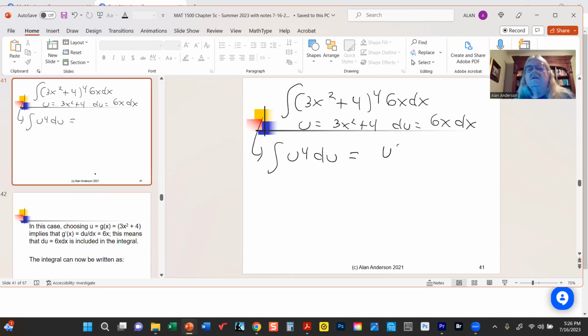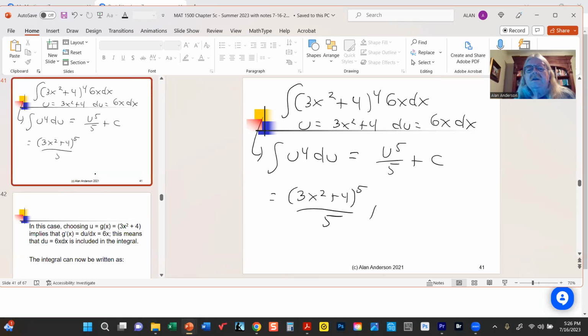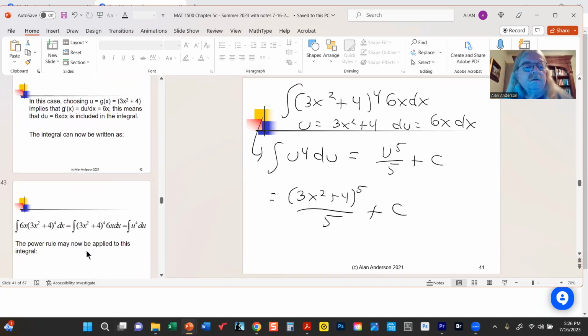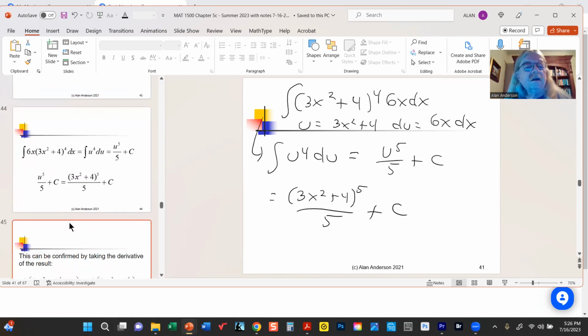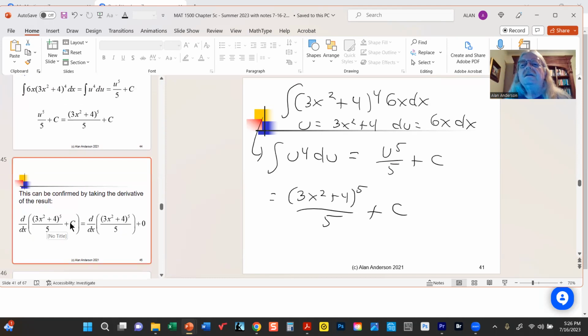All of a sudden you realize, oh, wait a minute, that's all I had to do. Now, of course, you have to replace that u with the original substitution for whatever function of x you chose. So in this case, you have (3x squared plus 4) raised to the 5th power over 5 plus c. Oh, well, that didn't look that hard at all. In fact, it's not hard, but the challenge is identifying which is which.